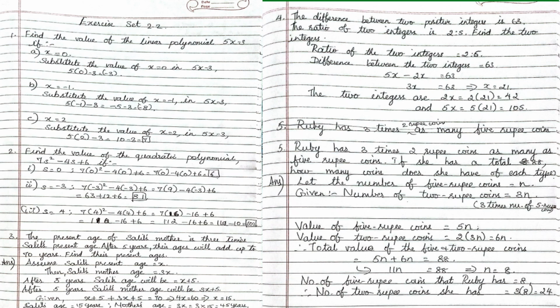The total value of the 5 and 2 rupee coins will be 5n plus 6n. What is this total value? It is given information that the value adds up to 88. So deducing, we get 11n is 88, n is equal to 8. What is n? We had assumed the number of 5 rupee coins as n. So the number of 5 rupee coins she has is 8. Now the number of 2 rupee coins will be 3 times 8, which is 24.